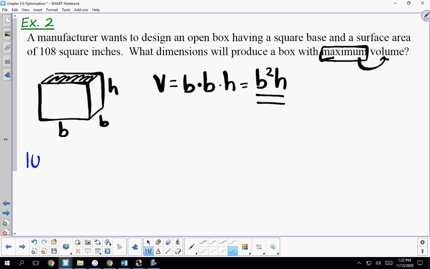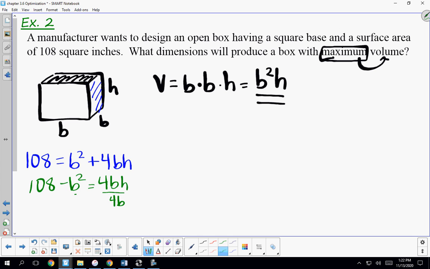So we know that 108 square inches is the surface area of this problem. And so if we find the area of the base, we get b squared. And then the area of one of these sides is going to be b times h. And because it's a box, there's going to be 4 of those. So we need to solve for one of these variables. So we're going to get h by itself here. So we have 108 minus b squared equals 4bh. And now we're going to divide by 4b.